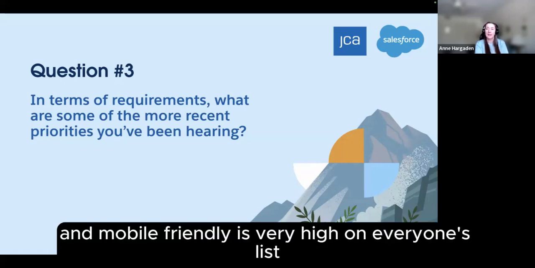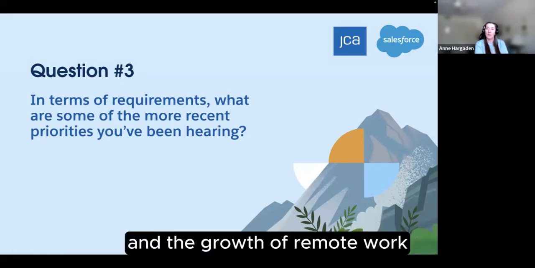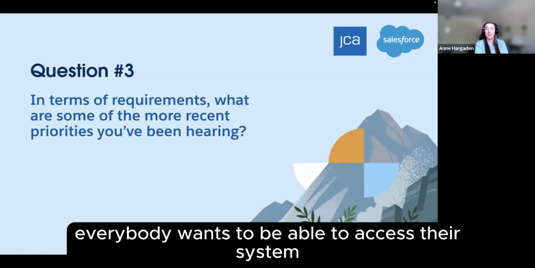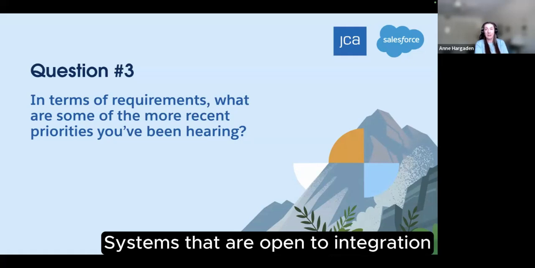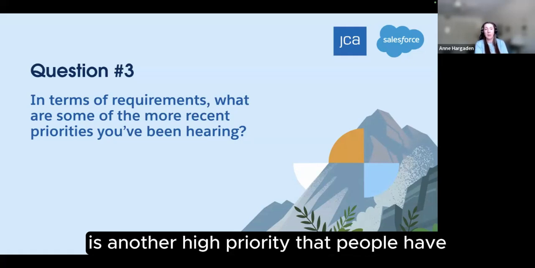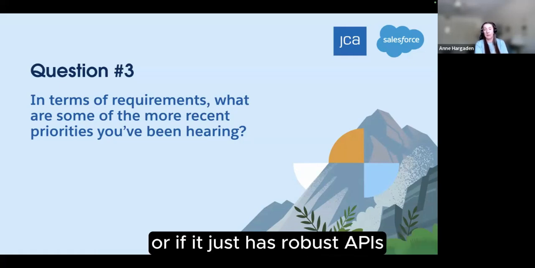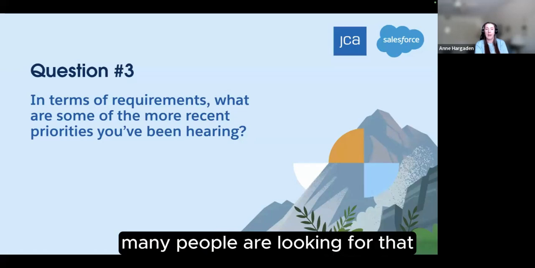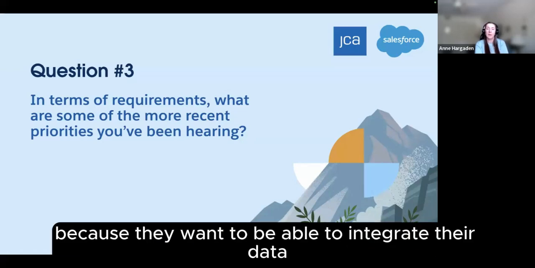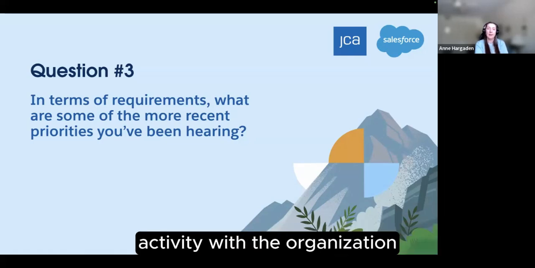Remote access and mobile friendly is very high on everyone's list these days, especially since the pandemic and the growth of remote work. Everybody wants to be able to access their system on their mobile device. So that's definitely a high priority. Systems that are open to integration is another high priority, whether there are existing integrations with a system that they're looking at, or if it just has robust APIs that would enable them to create integrations of their own. Many people are looking for that because they want to be able to integrate their data from their separate systems to get that full view of their constituent activity with the organization.